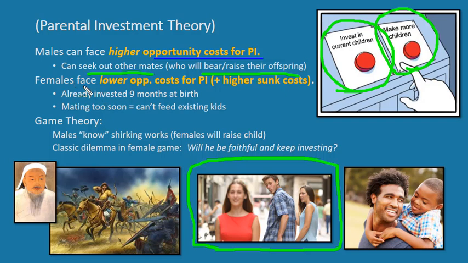So females face a lower opportunity cost because they can only be pregnant with one child for 9 months. And then even after that, they're not really in a good position to have another child for a few years until that one child has been weaned and is no longer breastfeeding. So females are much more inclined, the way they're built, they are designed to optimize the fitness of one child at a time. So males, in essence, know that shirking works, that the females will raise the child. So it creates this dilemma where males can do something else besides be a devoted father.